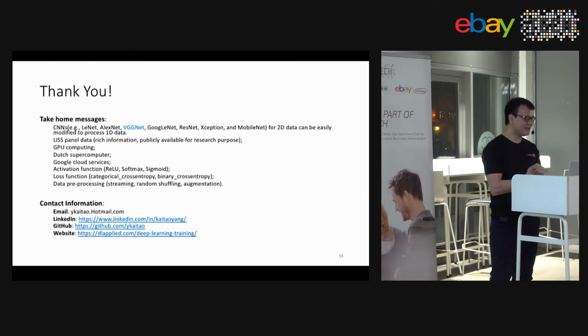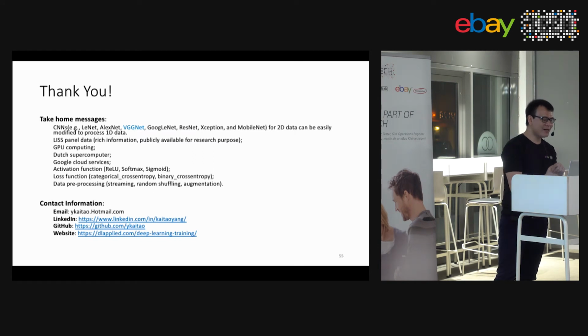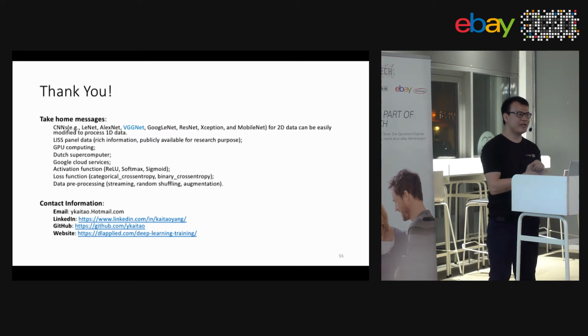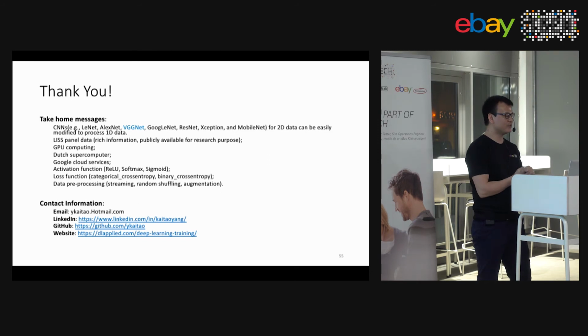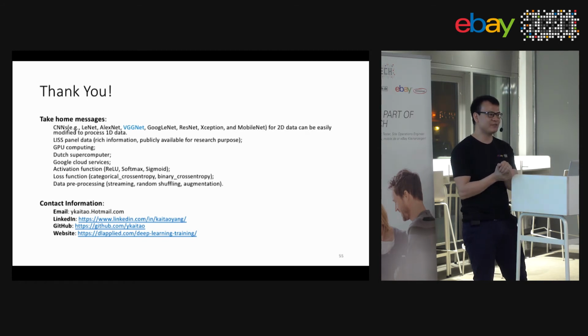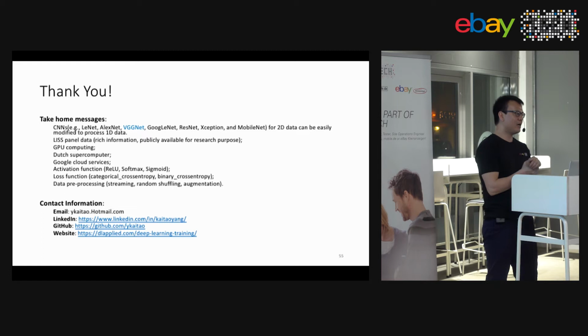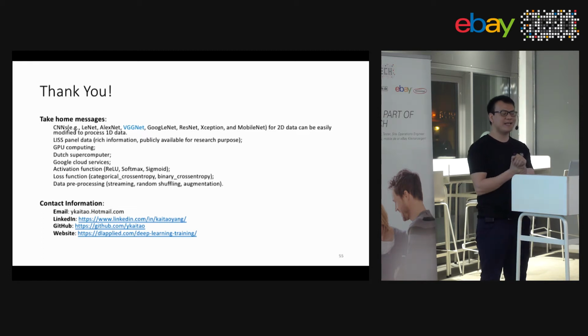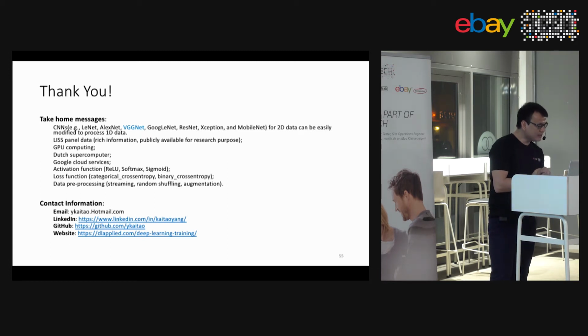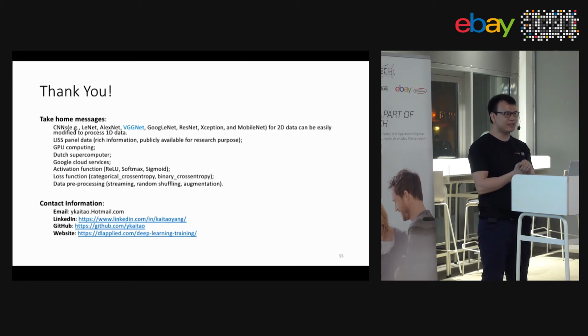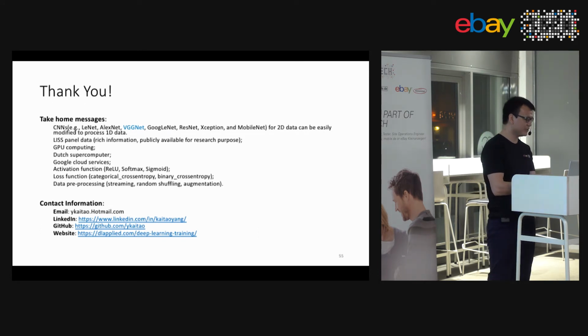This is the take-home message. We wanted to try whether convolutional neural networks, which were mainly used for processing two-dimensional data like images, can be converted to process one-dimensional data. And the outcome from our experiment is that yes, we can, and it's easy. And the second message is that NIST parallel data contain rich information and is publicly available for research purposes.